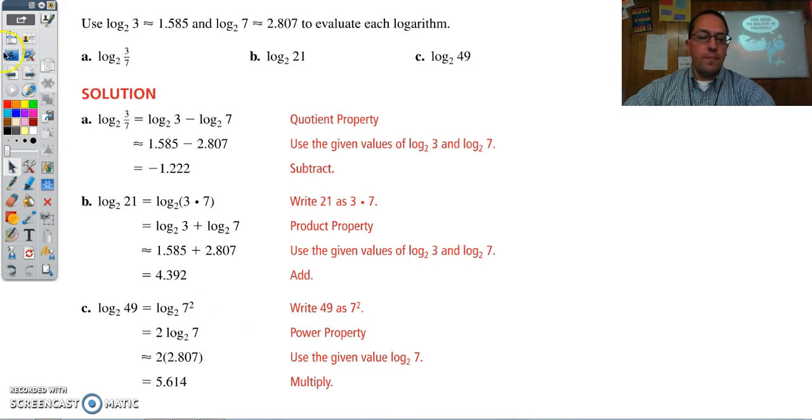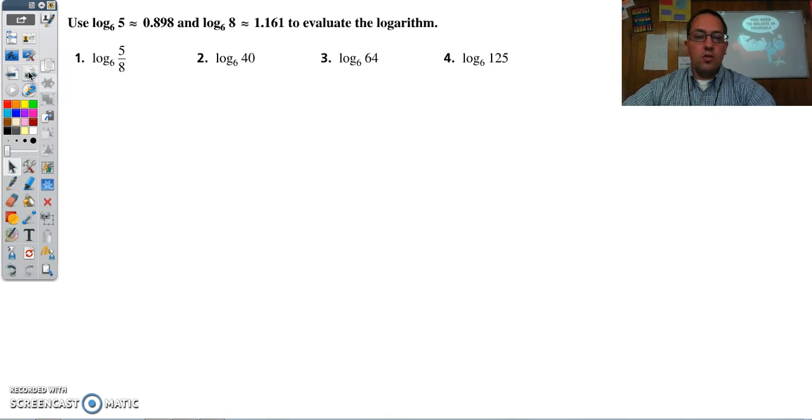All right. So what I want y'all to do is to evaluate these logarithms, use your properties, pause the video, work these out, then come back and check your answers. All right, let's see how you did.